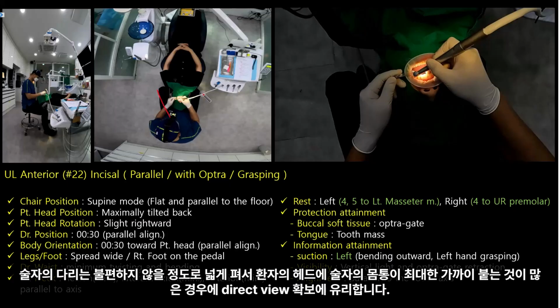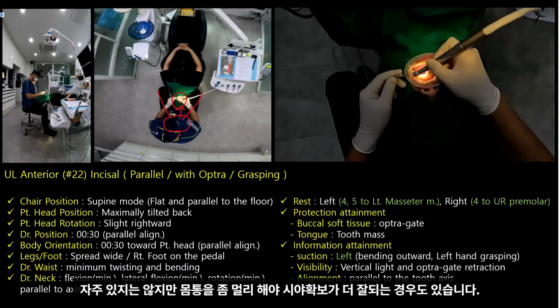It is advantageous for the operator to spread their legs comfortably wide so that the operator's torso is positioned as close as possible to the patient's head. In many cases, this close proximity of the torso to the patient's head greatly facilitates securing a direct view. Though not common, distancing your torso can sometimes enhance visibility.